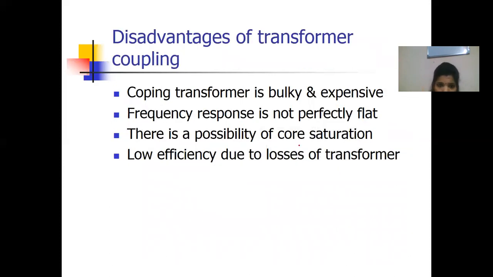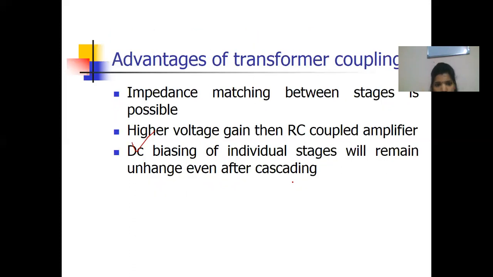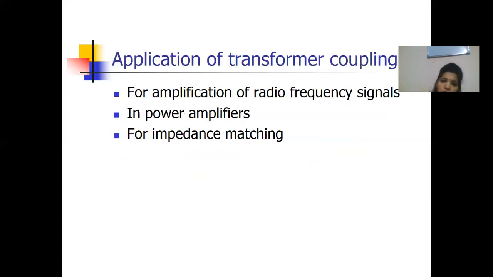Now the disadvantage is the coupling transformer. Whatever transformer we use is bulky, and definitely it will be more expensive than a capacitor. The frequency response is not flat. There is a possibility of core saturation and low efficiency, because due to the transformer there can be some losses. Now the application: radio frequency signal amplification, power amplifiers, and impedance matching.